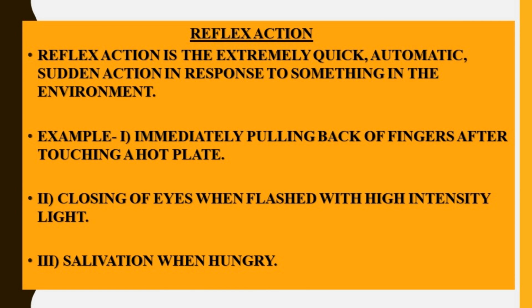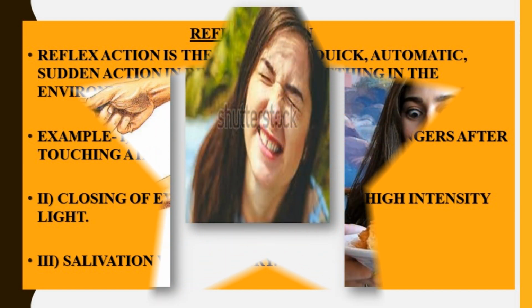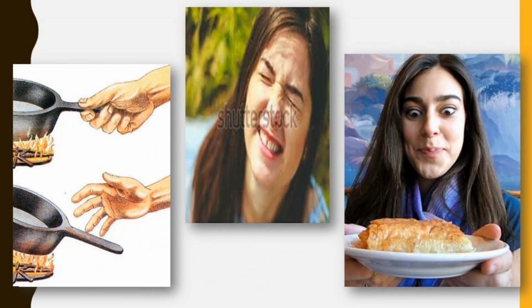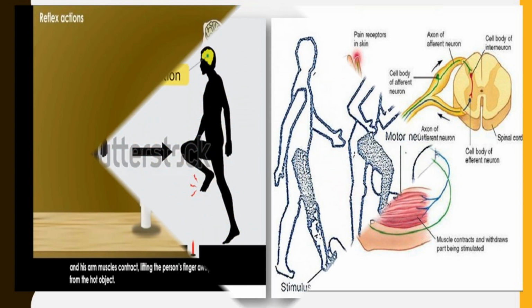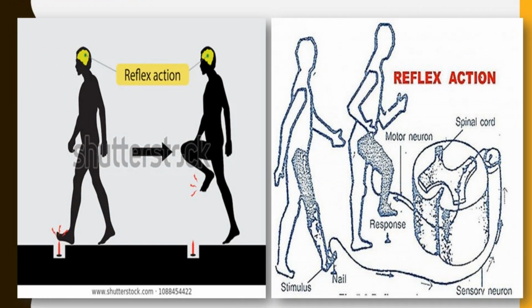Reflex action is the extremely quick, automatic, sudden action in response to something in the environment. Example, immediately pulling back of fingers after touching a hot plate, closing of eyes when flashed with high intensity light, salivation of mouth when we are so hungry, etc. Here is another example for reflex action.